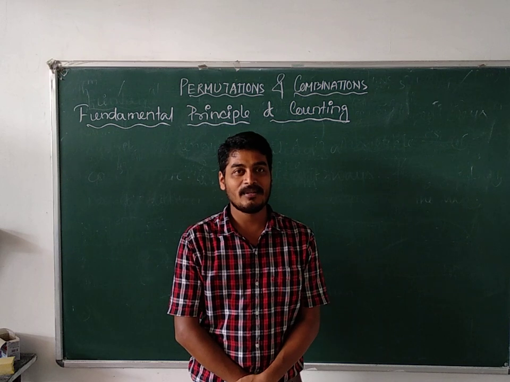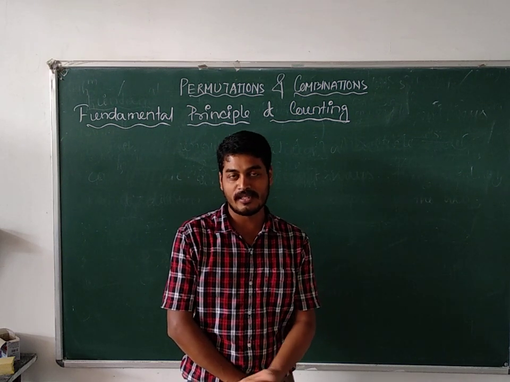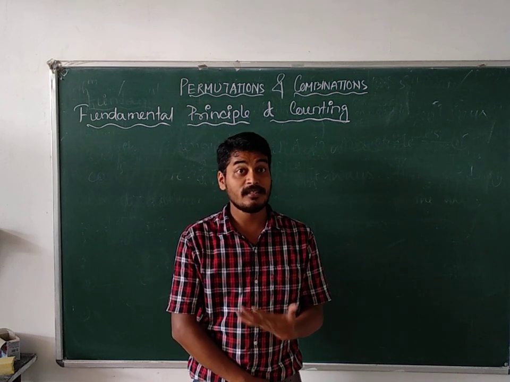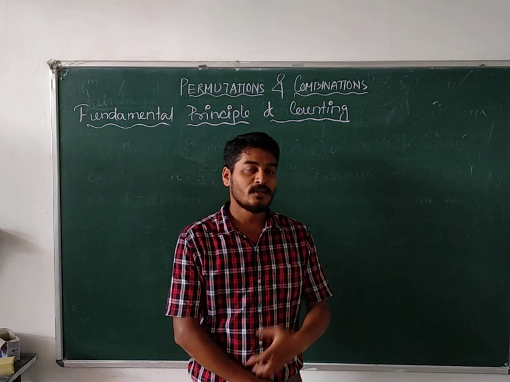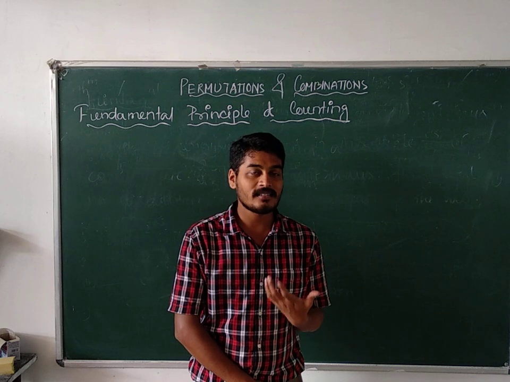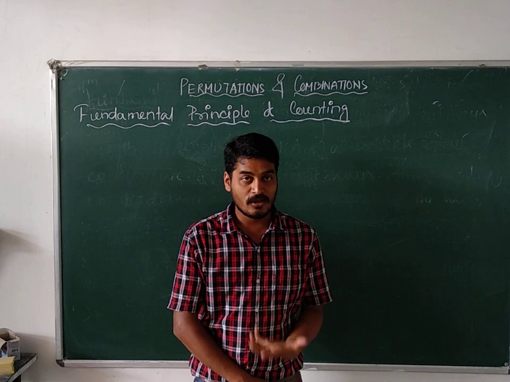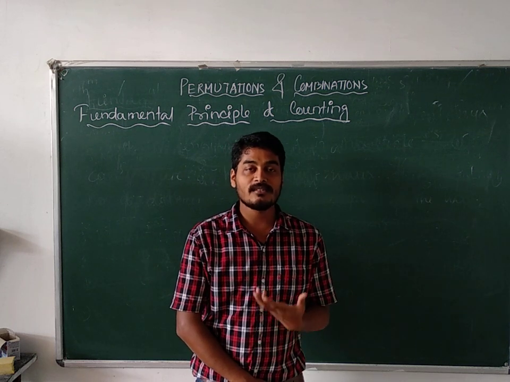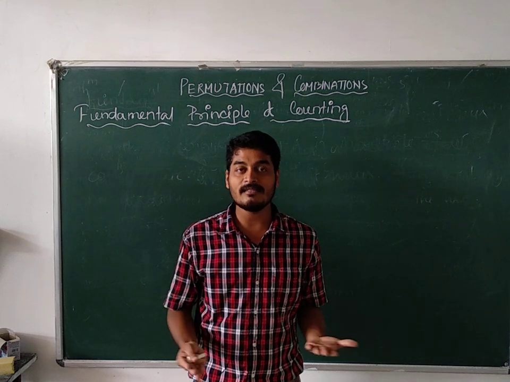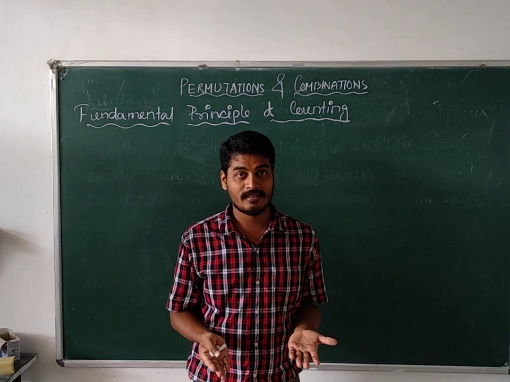Here in this lecture, I will try to cover one topic, fundamental principle of counting, with a few examples. Already in the previous lecture, we have got the idea about what the fundamental principle of counting is. To have a clear concept about this topic, let's explain a few more examples. It will be better for us because permutation and combination is totally based on counting. If you have a clear concept about counting, then obviously you will be the master of this topic.